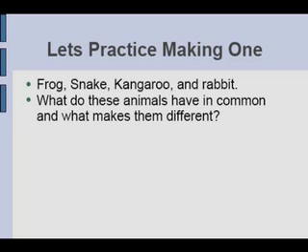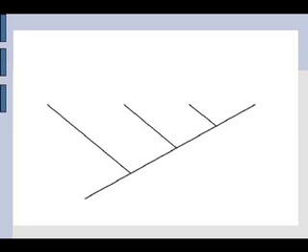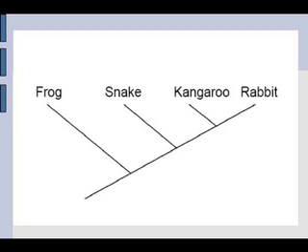So the first thing we should think about is, what do these animals have in common, and what makes them different? First, draw a branching diagram as the one on the screen. Now label frog, snake, kangaroo, and rabbit as shown on the screen.